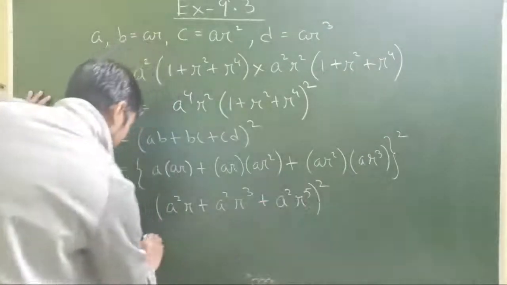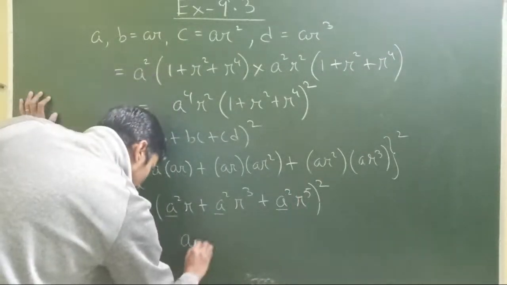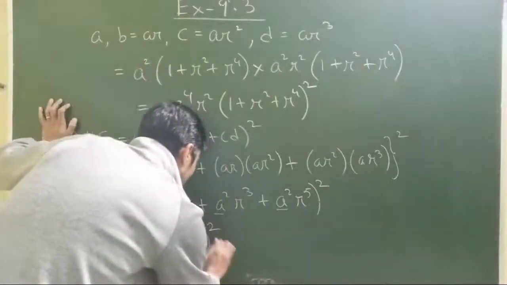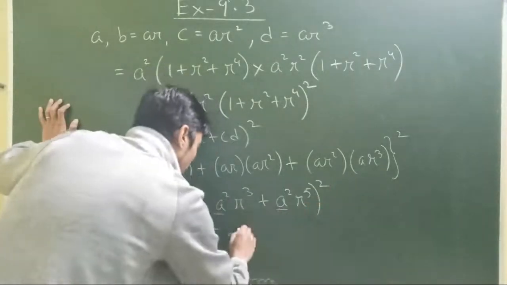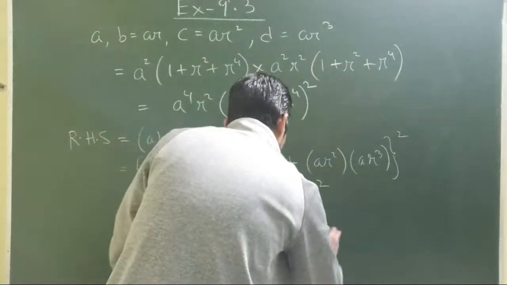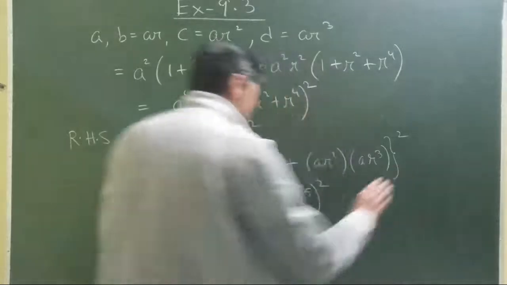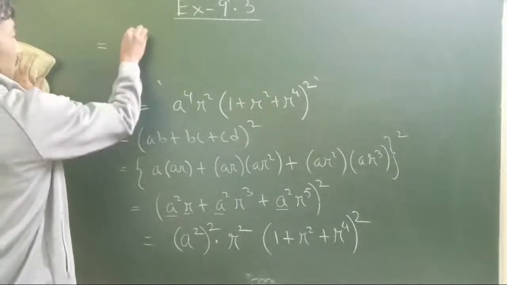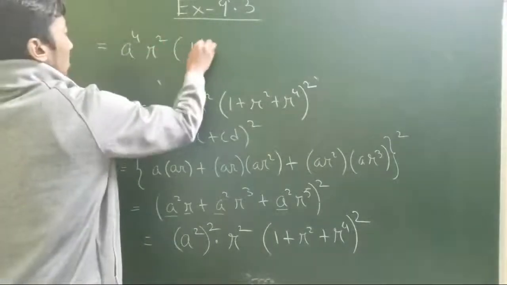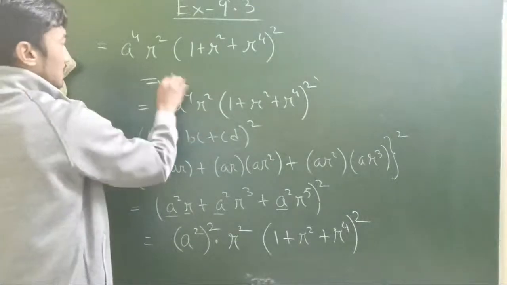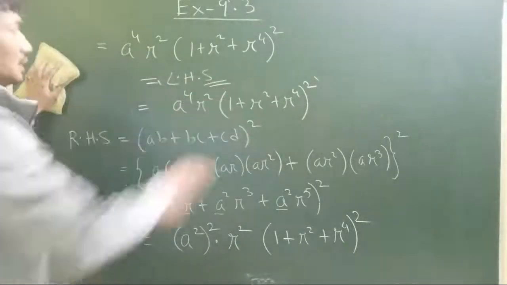Now don't forget this is the whole square. So again from here A square common, but out of the whole square, so another square. R common, but we have a whole square, so R square. So what is left inside the bracket? 1, R square, R power 4, whole square. So that leaves me with A power 4 R square, (1 plus R square plus R power 4) whole square. Now isn't this equal to LHS? Absolutely yes. So that's our proof.